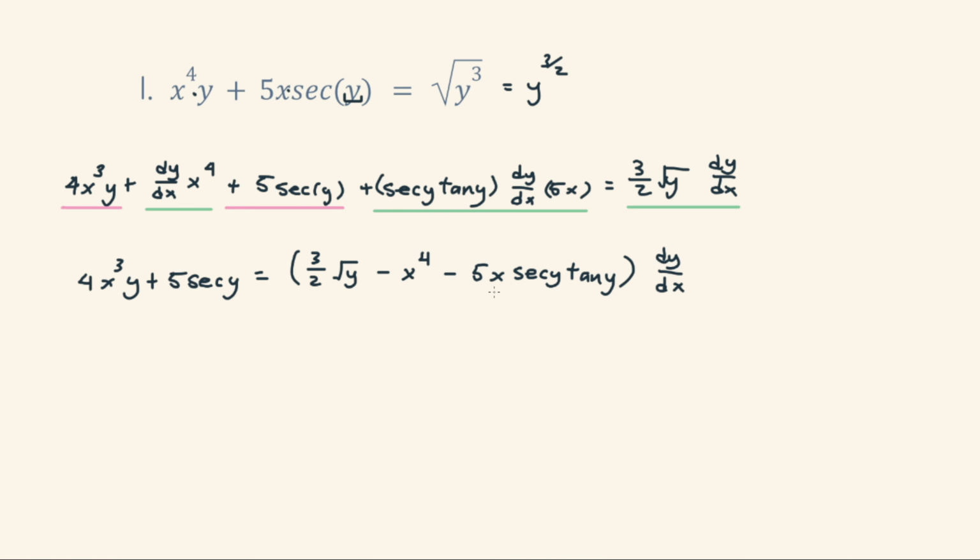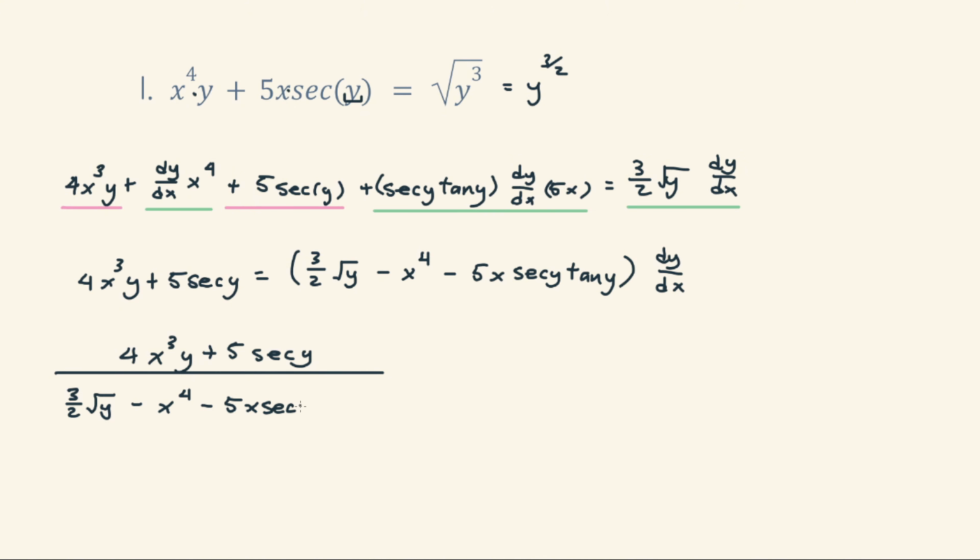And all that's left to do now is to divide this entire equation by the thing in the brackets over here, right? So we've got 4x cubed y plus 5 secant y, and that's going to be equal, divided by, 3 over 2 square root y minus x to the 4 minus 5x sec y tan y, and that's going to be equal to dy over dx. All right.